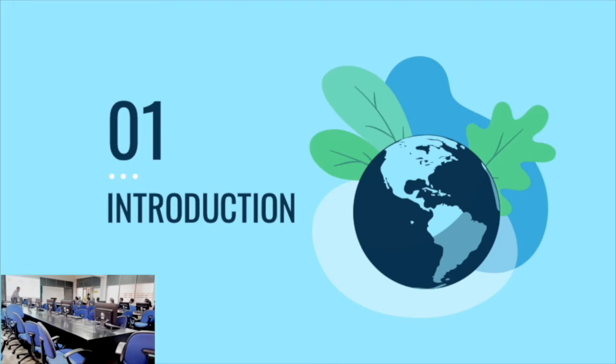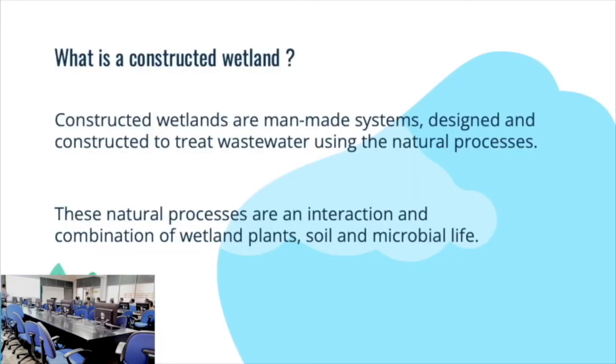So let me start with the introduction. First we will look at what a constructed wetland is. It's a man-made system designed and constructed to treat wastewater, using natural processes. Natural processes are basically the combination or interaction between wetland plants, soil and microbial community. So by using plants, soil and microbial community, we do the treatment in the wetlands.